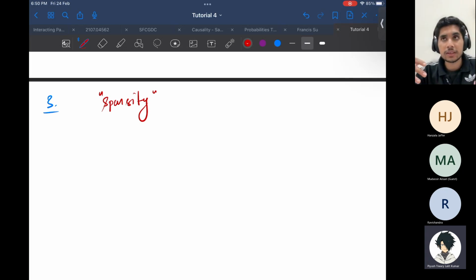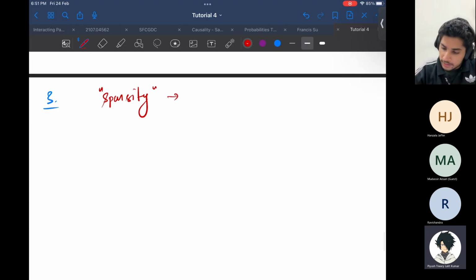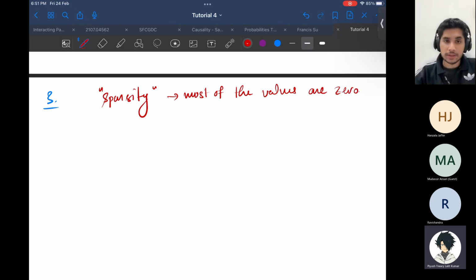Sparsity means that the values are not dense, or they are scattered things. Sparsity in English means that. In mathematics, what do we mean by sparse? By sparse we mean that most of the values are zero. This is what we mean by sparsity, and that is what is given in the question as well.